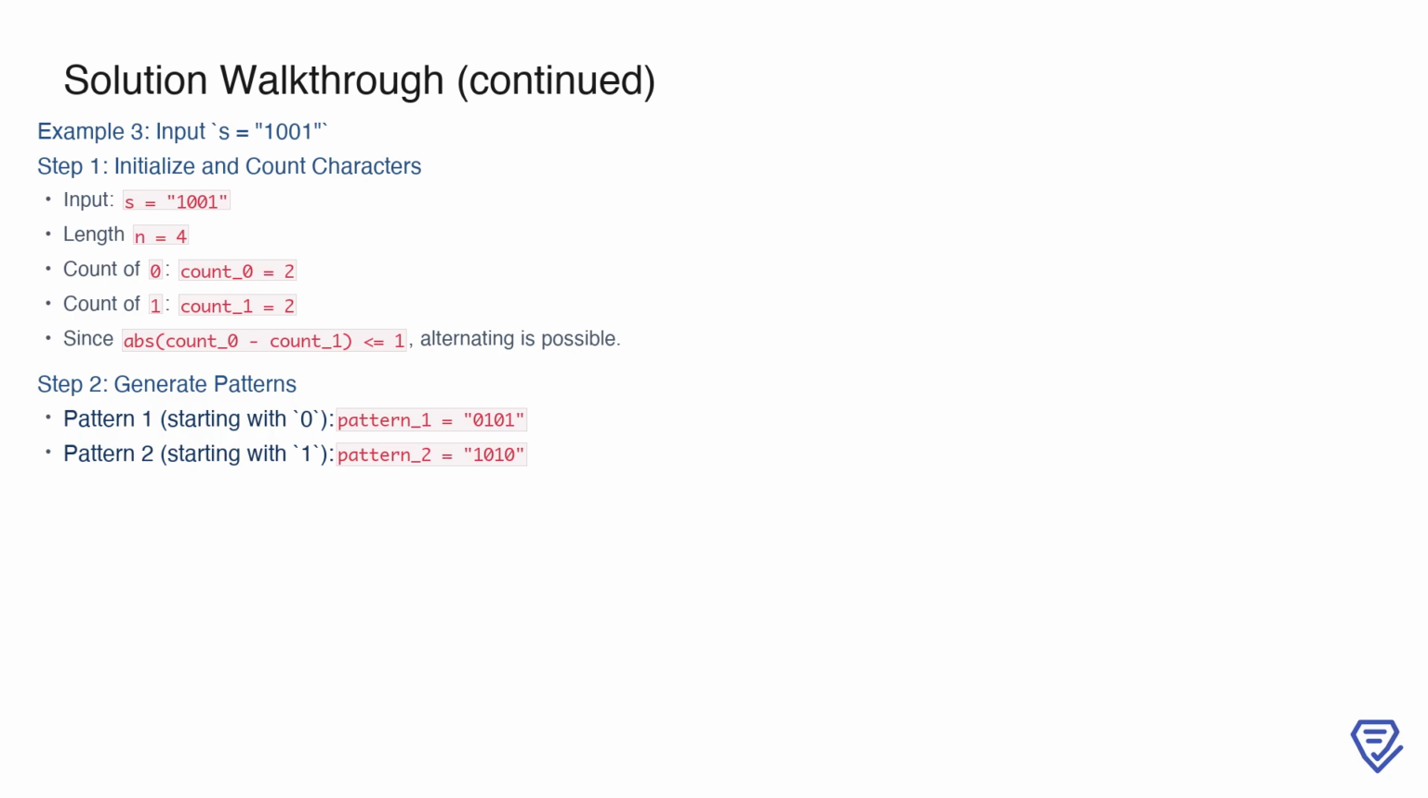Next, we generate the two possible alternating patterns. The first pattern, starting with a 0, is 0101. The second pattern, starting with a 1, is 1010. These patterns will help us calculate the number of swaps needed to make the transformation.